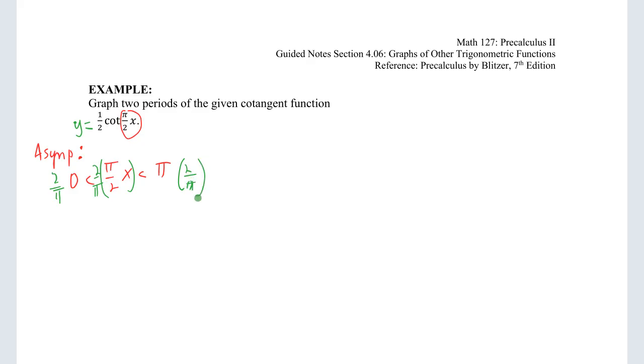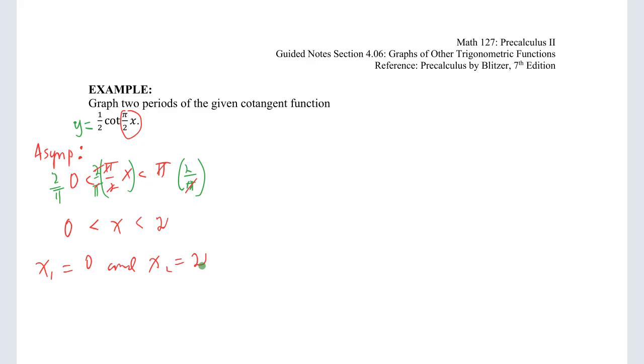So this would just be equal to 0, and then less than, this cancels out. There you go, we only have x. And here, the pi cancels out as well, so we only have 2. So our asymptote here would be x equal to 0, and we have x equal to 2. Those are the first two asymptotes that we have.